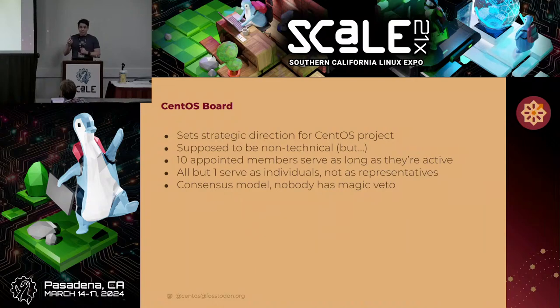So all of the board members except one serve as individuals regardless of who they're employed by. If you're on the board as a Red Hat employee, you happen to be a Red Hat employee, but you are supposed to be speaking for yourself and not for your employer. We have people on the board who are not Red Hat employees. The one exception is Brian Axelbeard, who is the Red Hat liaison. His job is to act as the voice of Red Hat to the project. So any of the other Red Hat employees on the board are not speaking for Red Hat.